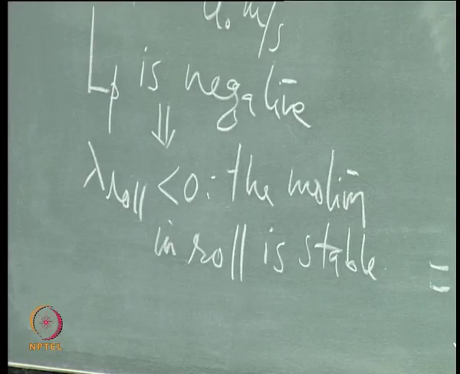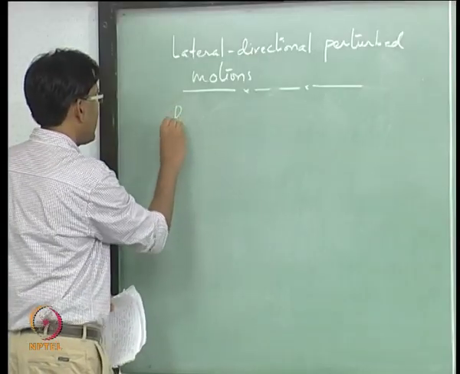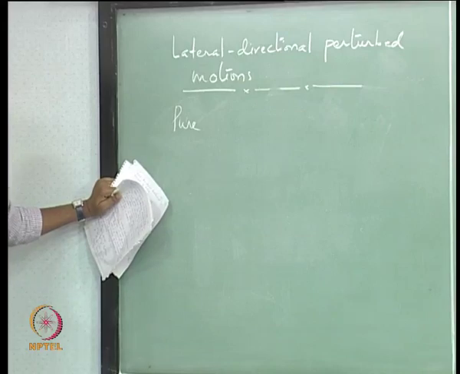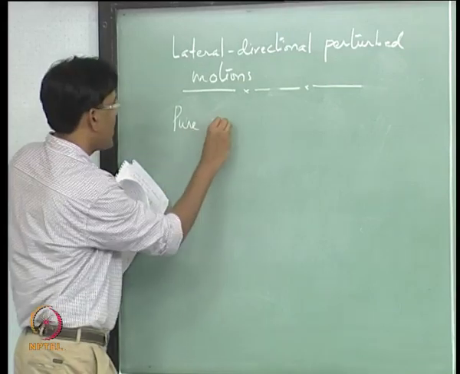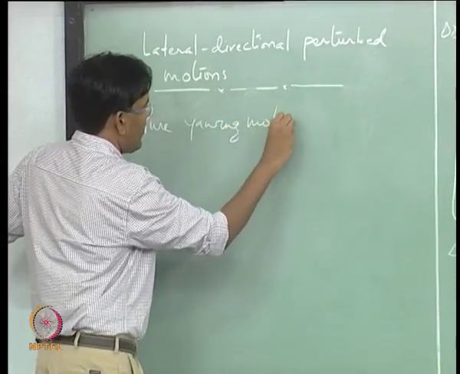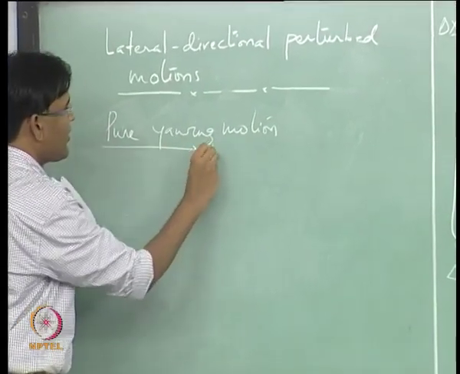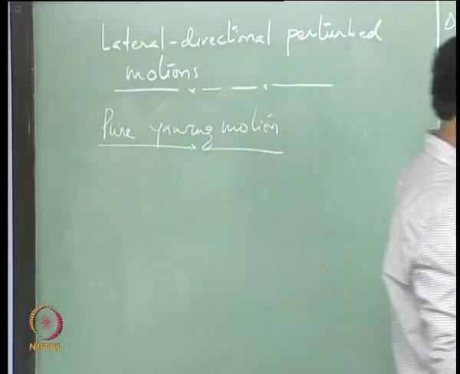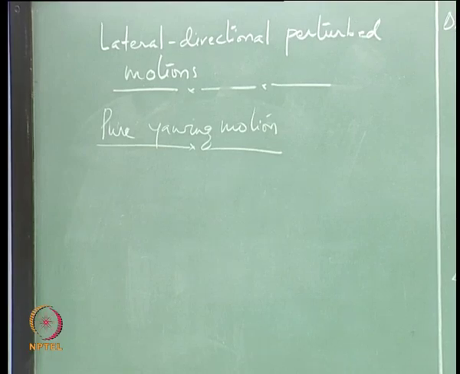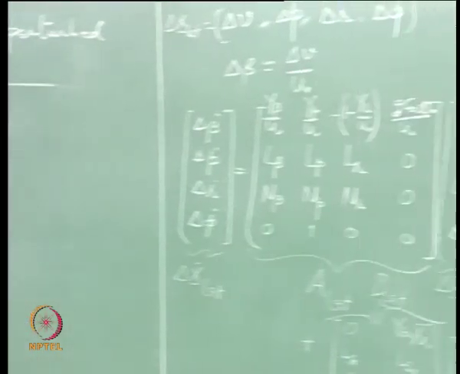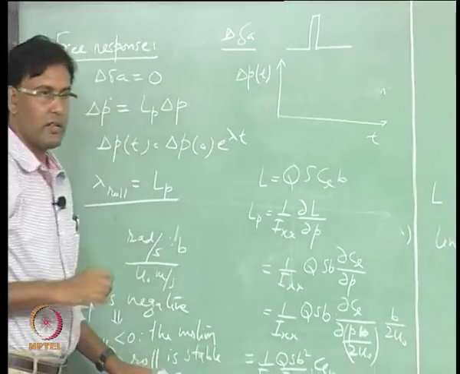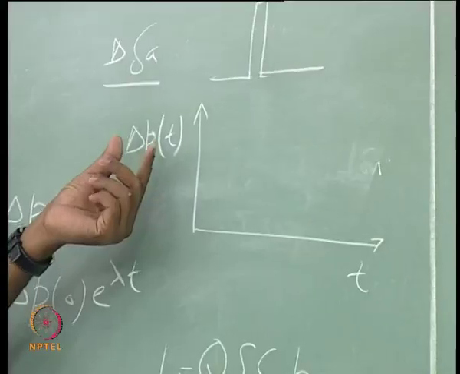Okay, let us look at another case where you are providing the only degree of freedom in yaw. Before doing that, let us also plot the response here. So, I am plotting the time response of this delta p.